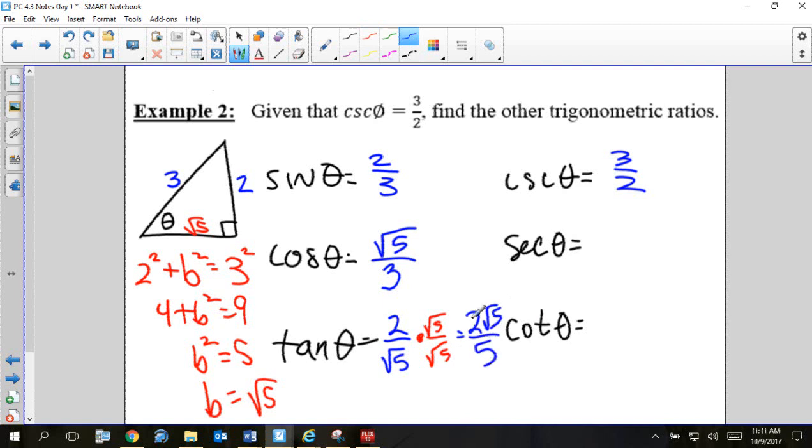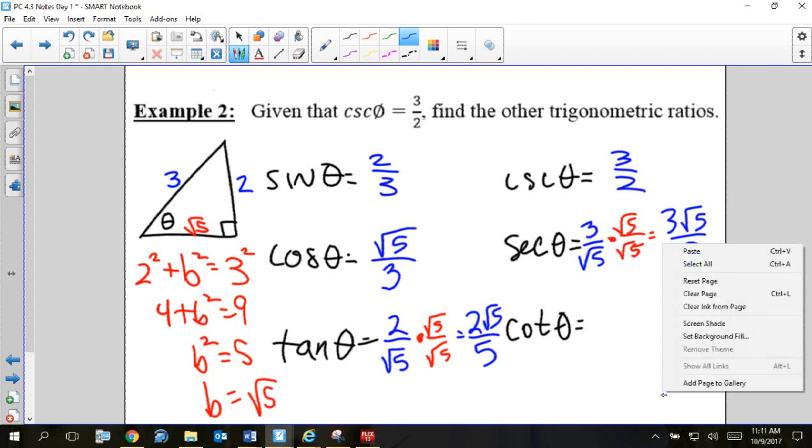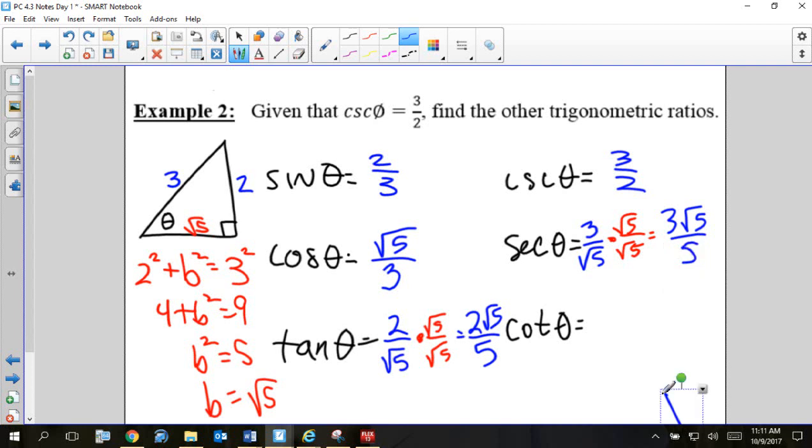Then we do our secant. All we have to do is reciprocate cosine. So I have 3 over, oh no, another one. Rationalize that. So I have 3 radical 5 over 5. Now cotangent, we're going to have to reciprocate, but let's think ahead here. These blue tangents, those are equal. You can reciprocate either of them. Which one's going to give me less work? I'm not going to reciprocate the one that has the radical on top. I'm going to reciprocate that first one. Then I have to do less work.